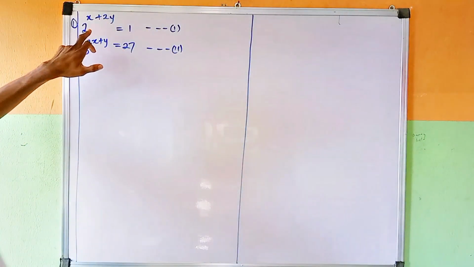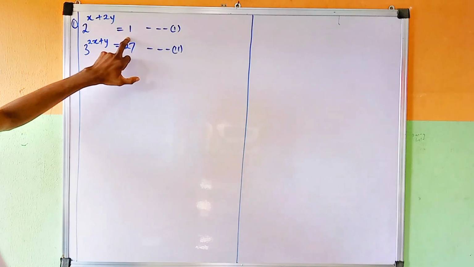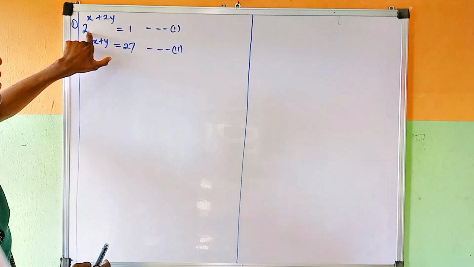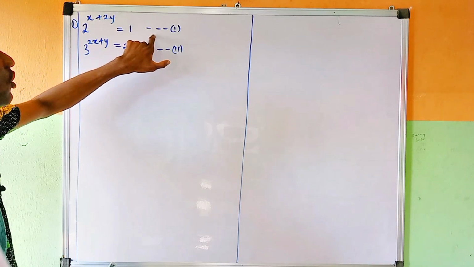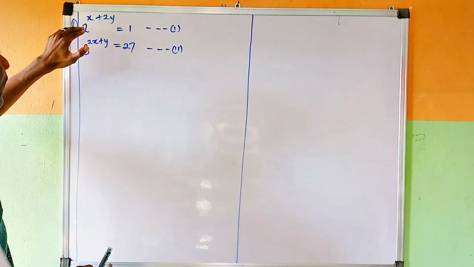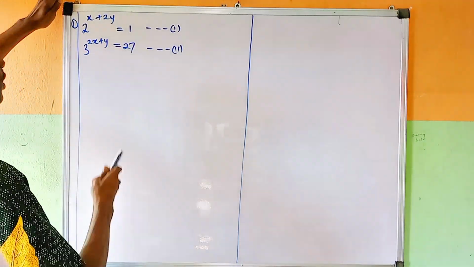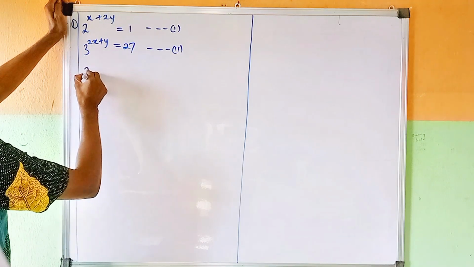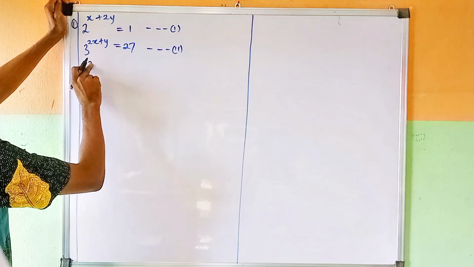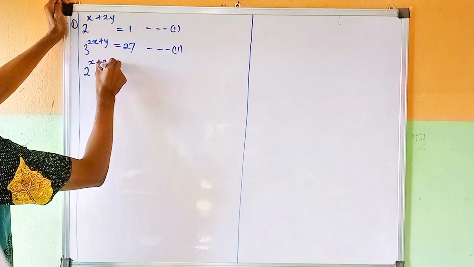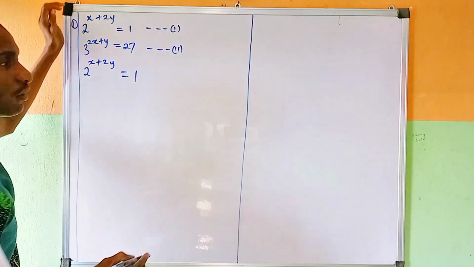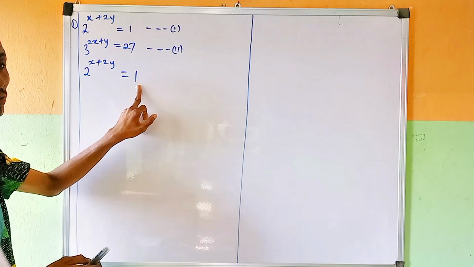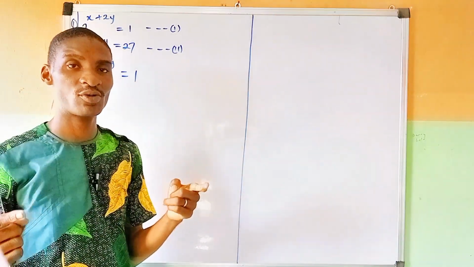Alright, so the first thing you want to do here, according to the law of indices, is ensure that this equation is simplified, and then you have a simpler equation. So using the laws of indices, for your equation 1, you have 2 raised to the power x plus 2y equal to 1. According to the law of indices, 1 is the same thing as 2 raised to the power 0. Any value raised to the power 0 is 1.